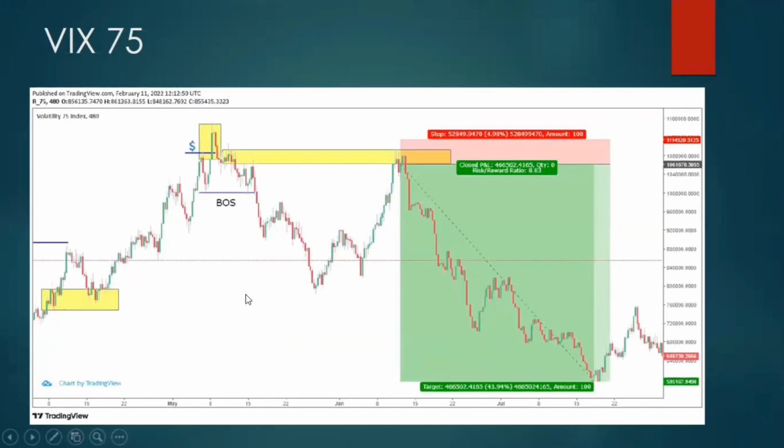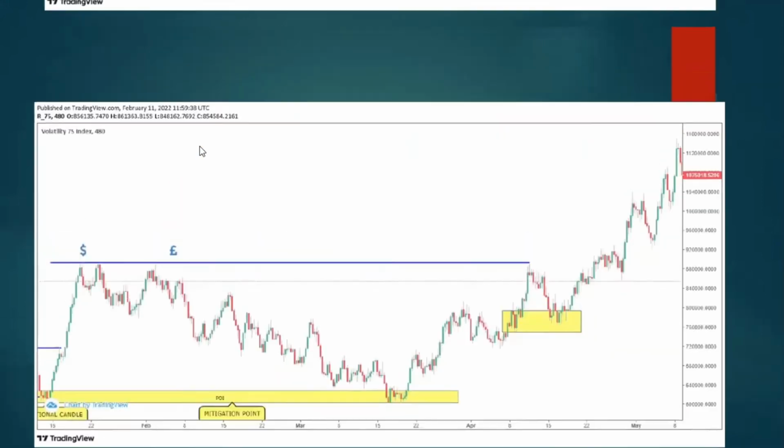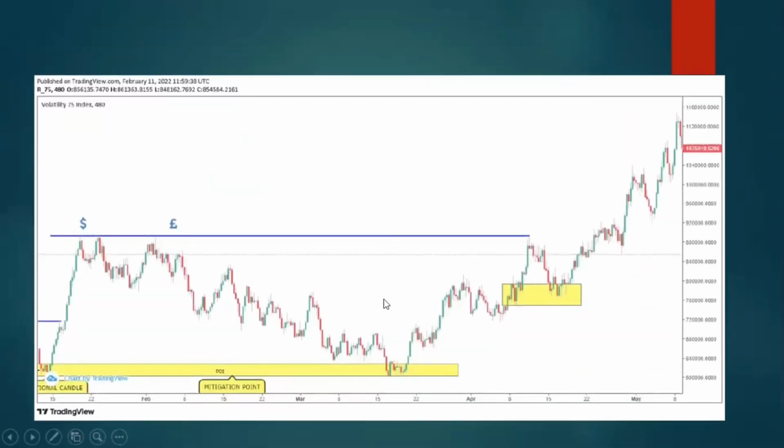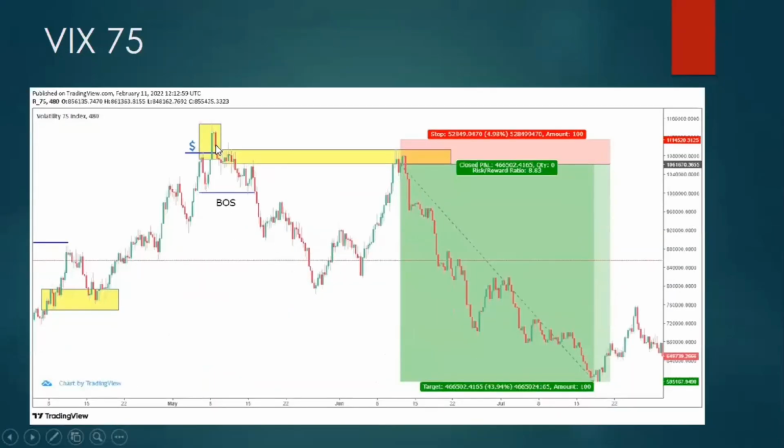This is also VIX 75. Look at this area. This is an institutional candle area. Let me go back. This is an institutional candle area in the market, and look at what it did. It is a break of structure, then the price returned back to mitigate this area and dropped down massively.